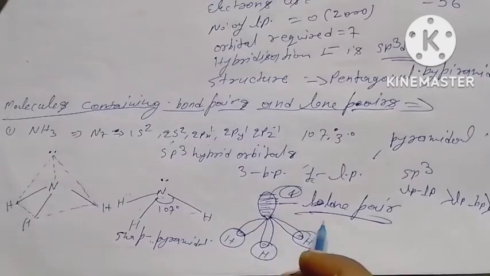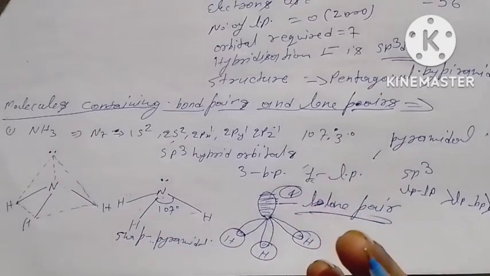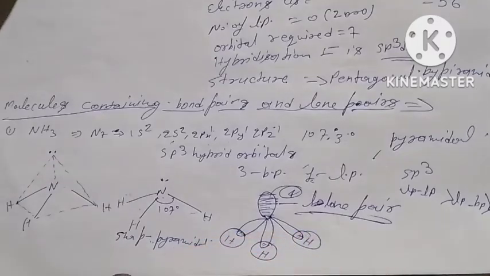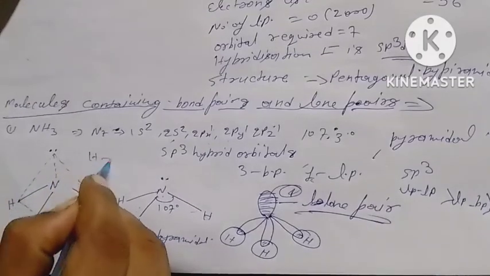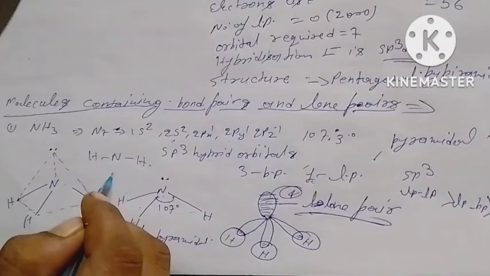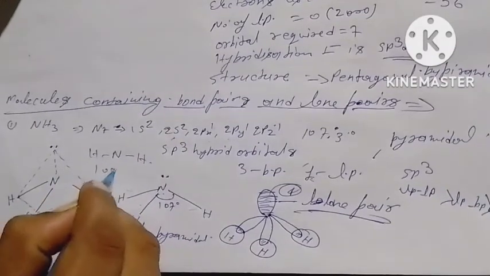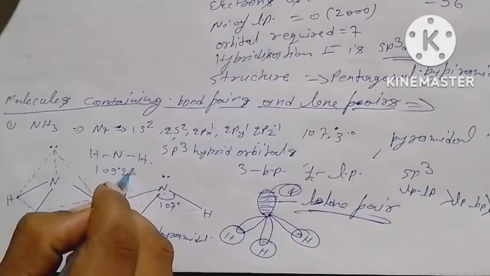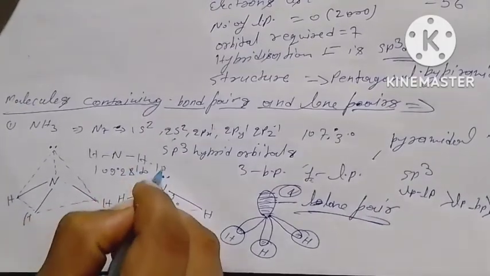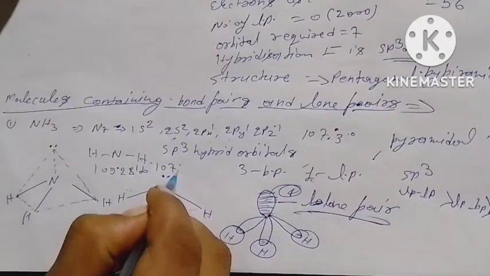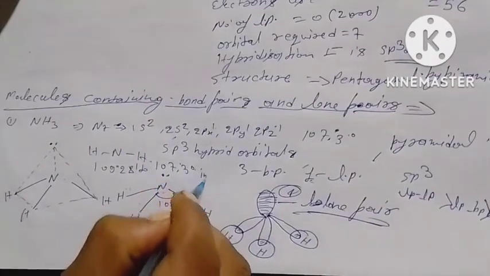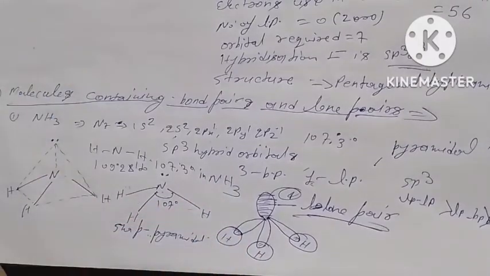Repulsion between these orbitals is not of equal strength because all 4 orbitals are not in the same environment. The lone pair of electrons repels the other bond pairs strongly. Hence, the bond angle H-N-H is reduced from 109 degree 28 minutes to 107.3 degrees in ammonia. Okay, thank you.